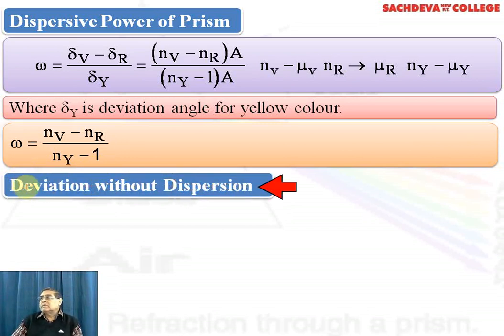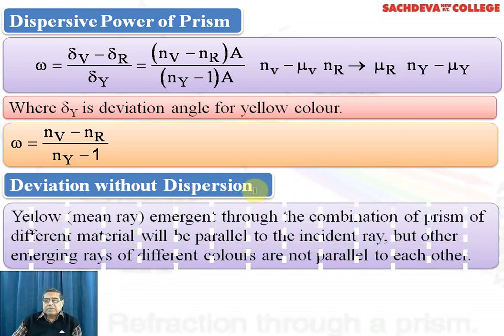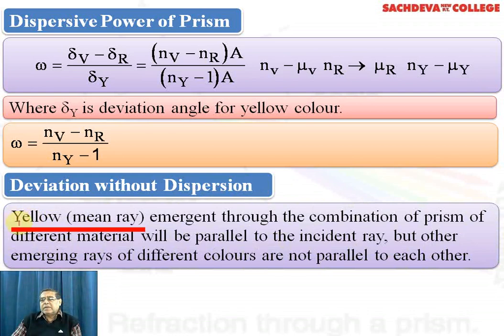Now we come towards deviation without dispersion. That is, dispersion will not be there, but deviation will be there. This is how we have to go through. Now first of all, we take a yellow light, that is the mean ray, emergent through the combination of prisms of different materials.